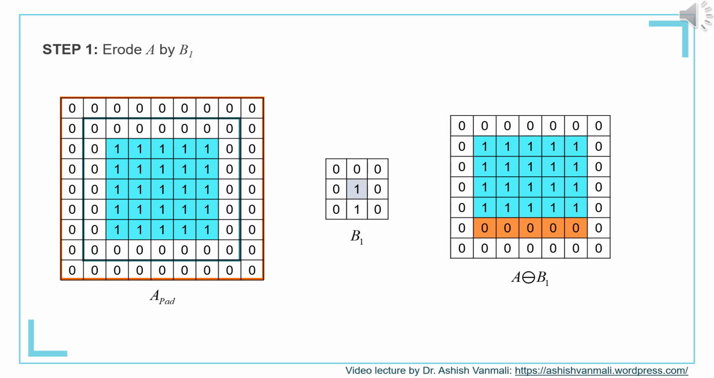If you look at the structuring element carefully, in this particular case we have B1 with the center 1 and there is 1 below its center. That means when you perform the operation of erosion, it will shrink the object by 1 from the bottom side.